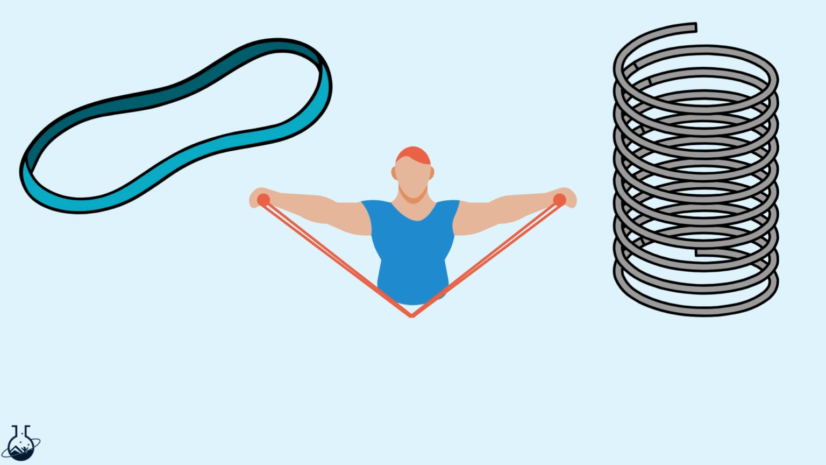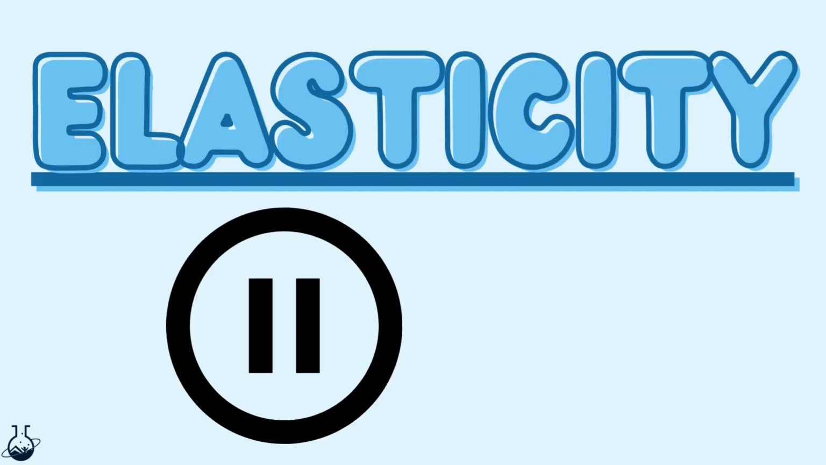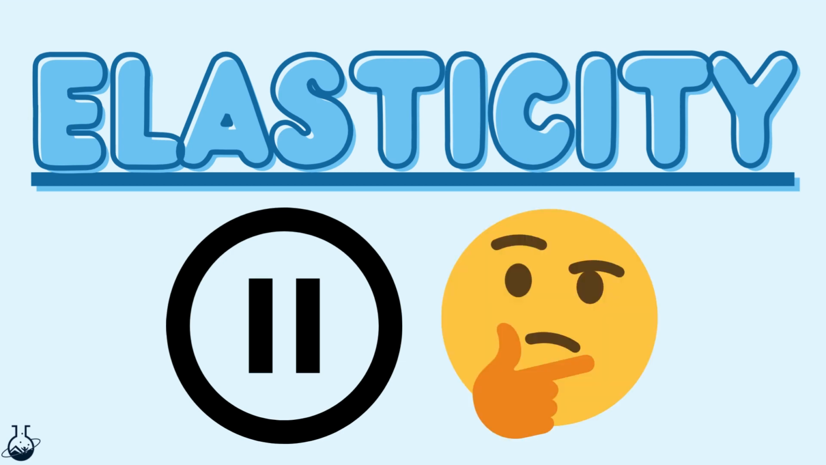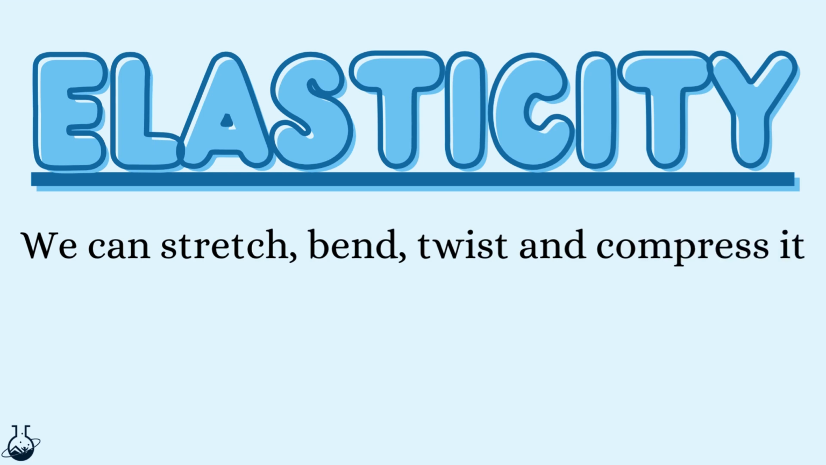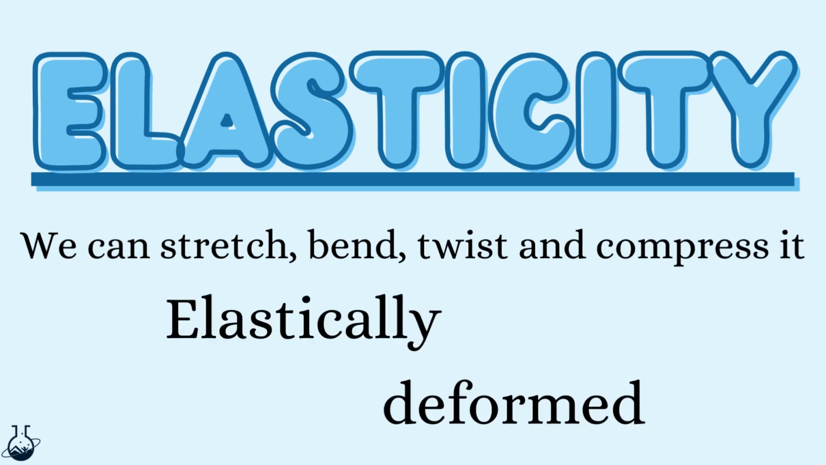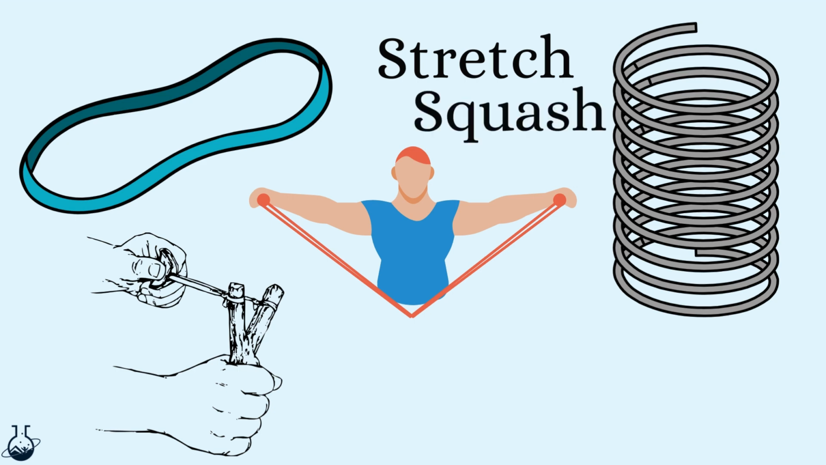There will be many objects in your everyday life that you use that stretch, and they will be elastic. Pause the video here and have a quick think about what it means if something is elastic. Elastic means that we can stretch, bend, twist, and compress something. It can be elastically deformed and go back to its original shape. We can stretch and squash them, and they will return to their original shape.